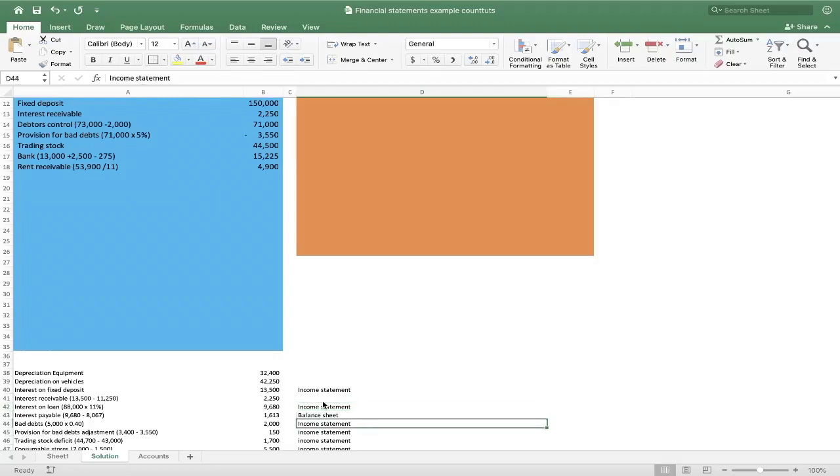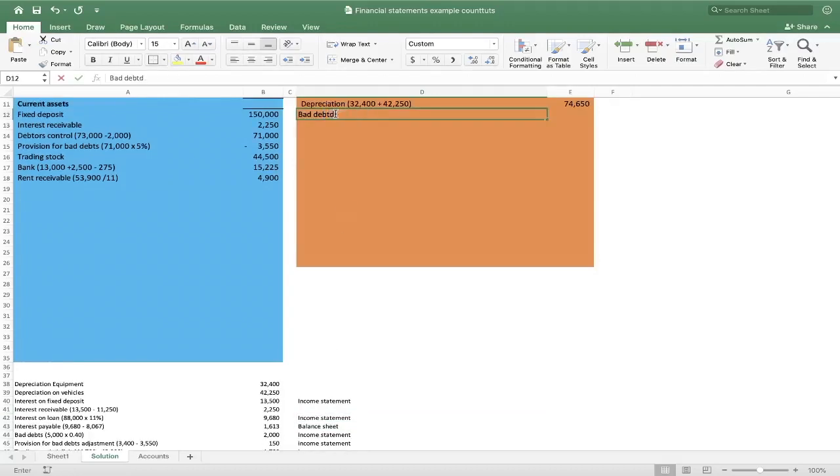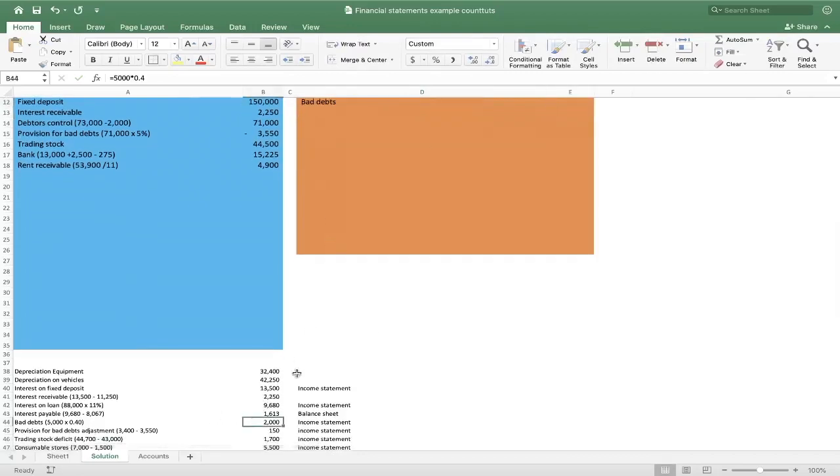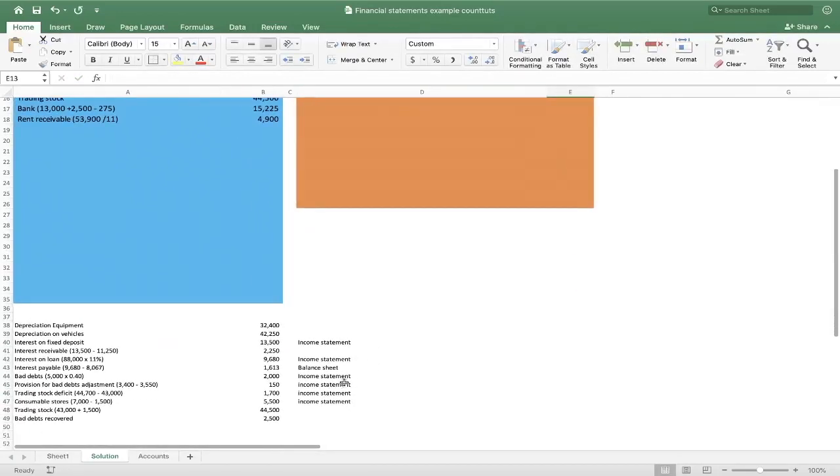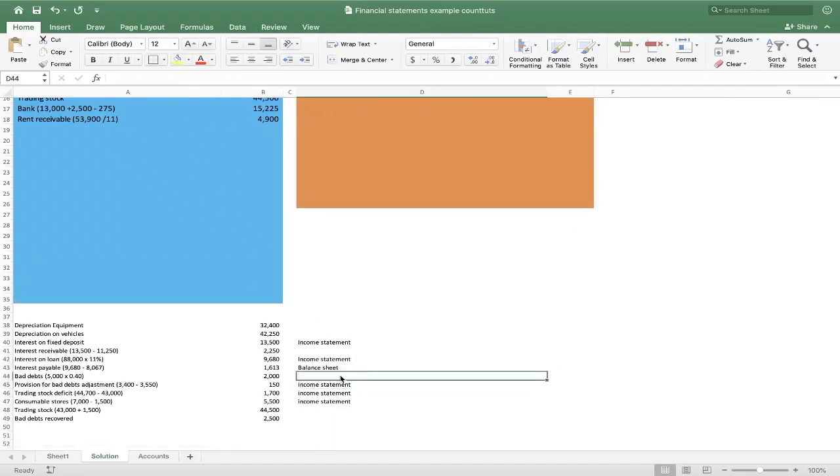We have bad debts as well of 2,000 rand, so I'm going to put that down. Bad debts, we know that's an expense. Okay, and the amount they were given was 2,000 rand. Remember, 2,000 rand. And then the next one that we have, let me take this one out. We're done with bad debts.